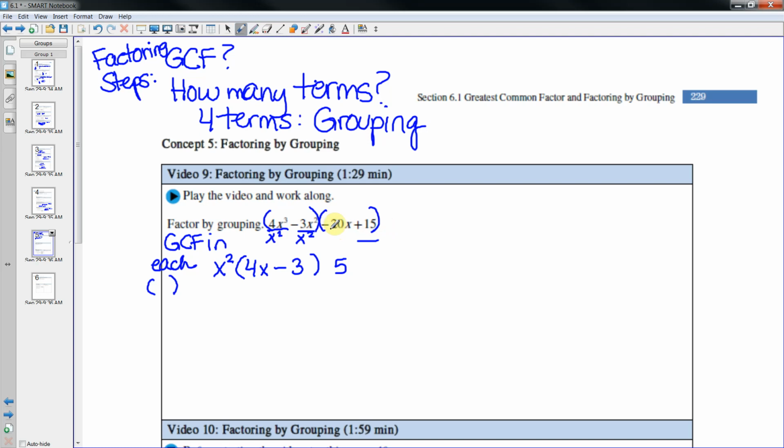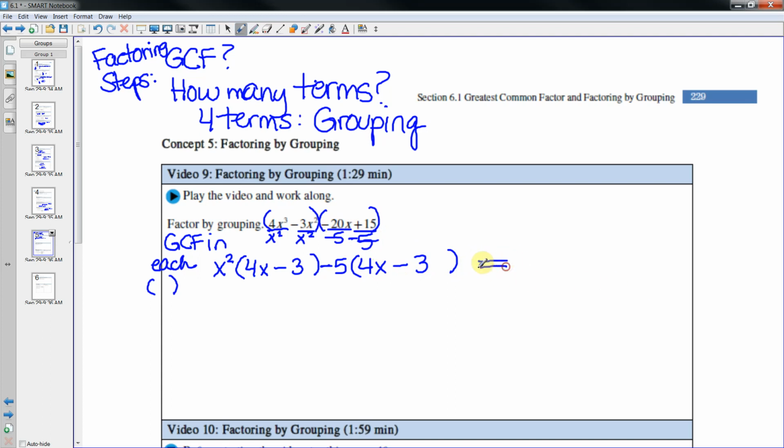Now, remember what I just said on the previous page. If you have a negative with the leading term, and remember this parentheses is now its own problem, you need to take that negative out with it. So I'm going to divide out a negative 5 from each of these. So when I do that, negative 20 divided by negative 5 gives me 4, and I have an x left with it. 15 divided by negative 5 is a negative 3.